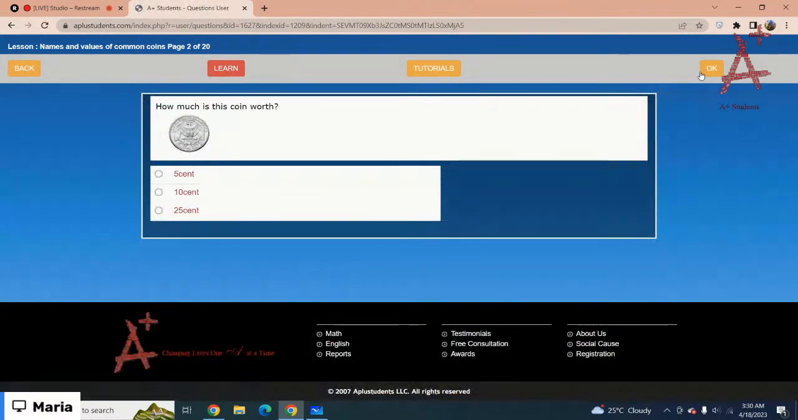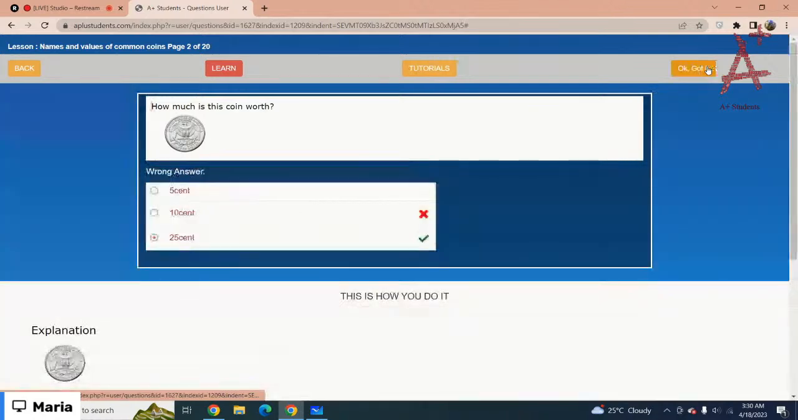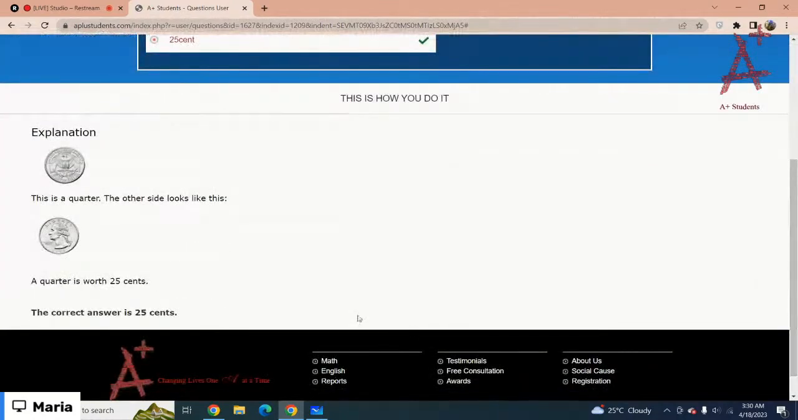Okay, how much is the coin worth? 5 cent, 10 cent, and 25 cent. I am just guessing the answer. It would be 10 cent. Probably. Oh, that is 25 cent. Oh, this is a quarter and the other sides look like this. That would be the quarter. Got it? You can keep in mind these coins. That would be the quarter and it worth 25 cents. Got it? So it would be the quarter.